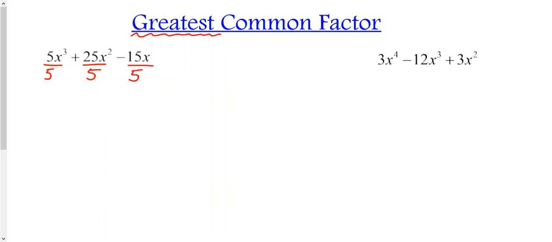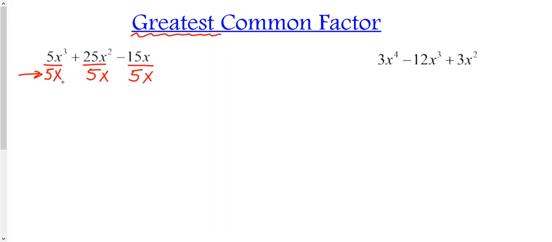I'm also going to see, can I take any x's away? And it's got to be the same number of x's. So for this first term, I have 3. The second term, I have 2. And the last term, I have 1. So that means I can take 1x away from each. I can't take 2 x's away, and I can't take 3 x's away. So what I have in red, 5x, that is considered my greatest common factor.